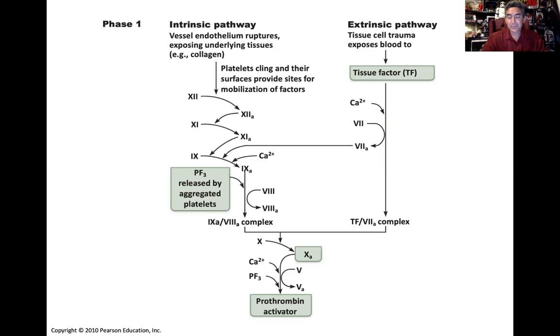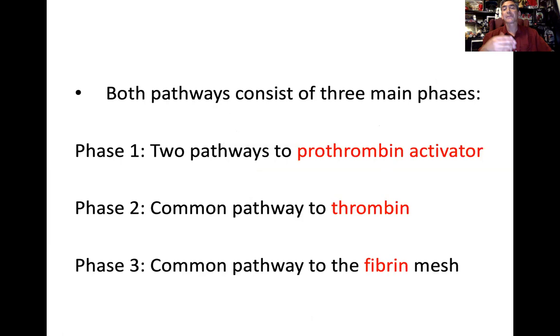So let me just try to elaborate here. Intrinsic: the collagen inside the blood vessel, once the vessel is torn, blood comes into contact with the collagen, and then we start our clotting cascade. One catalyzes the other, and we work our way down to prothrombin activator. Well, a similar thing happens once the tissue is damaged, releasing tissue factor. So we start this pathway, and if you notice, we end up at the same molecule, at prothrombin activator. So it doesn't really matter which cascade we follow, intrinsic or extrinsic, we end up at the same molecule. That's the purpose of both of these pathways, to get to the prothrombin activator. And once we're at the prothrombin activator, then we continue down a singular path to our fibrin mesh here.